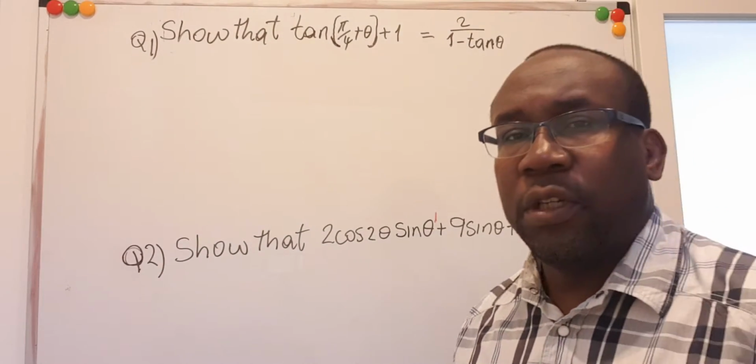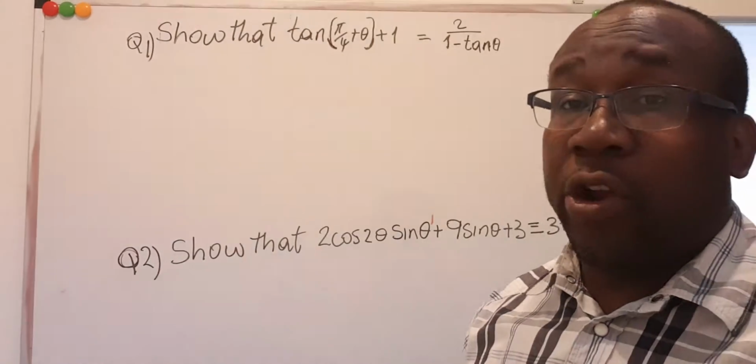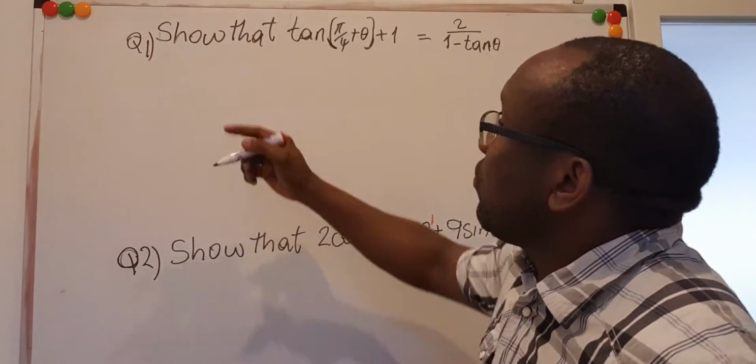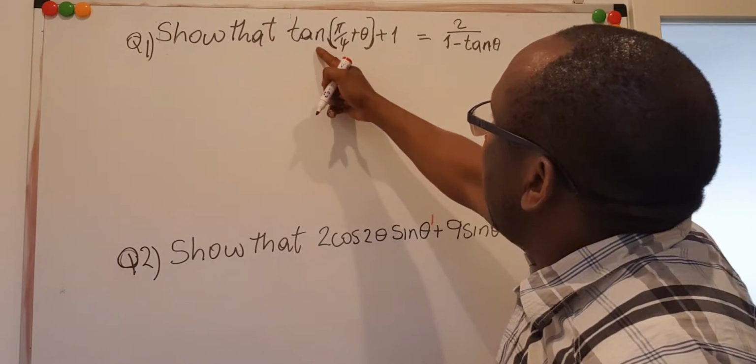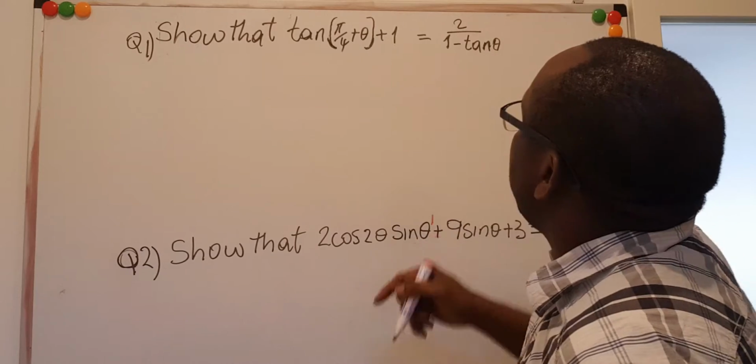I'm Dr. Animendem. Today we'll be looking at some advanced level questions, two of them, and this concerns trigonometry. So the first question says, show that the tangent of pi on 4 plus theta plus 1 is equal to 2 divided by 1 minus tan theta.